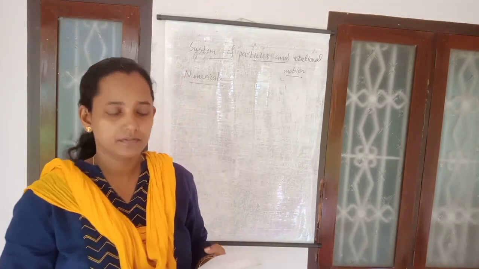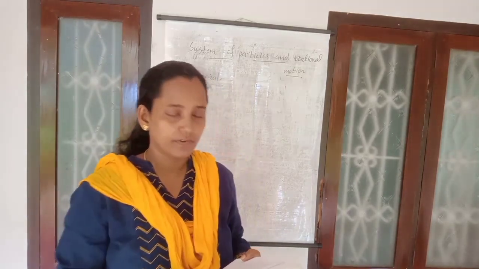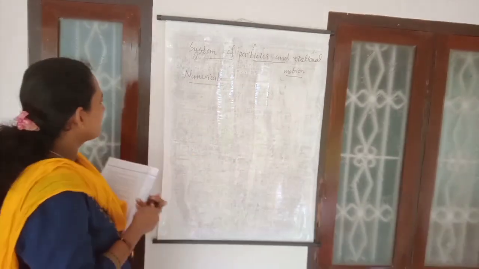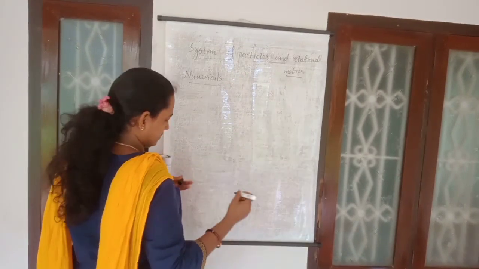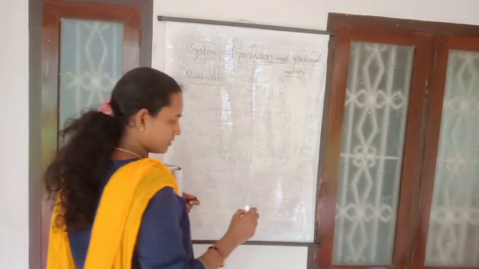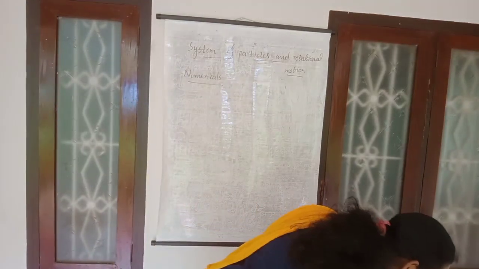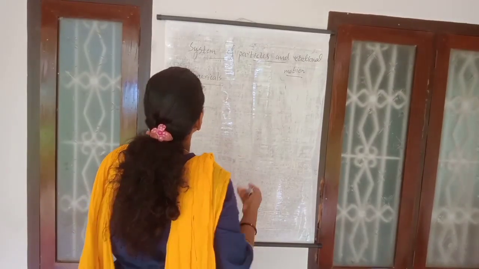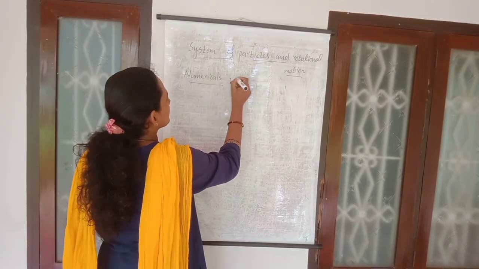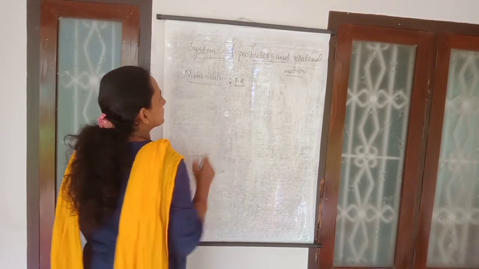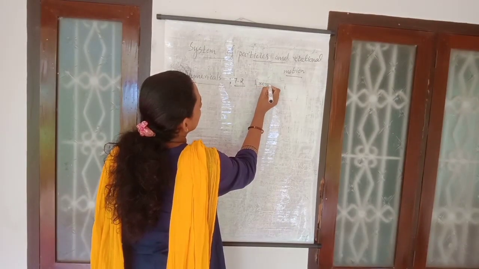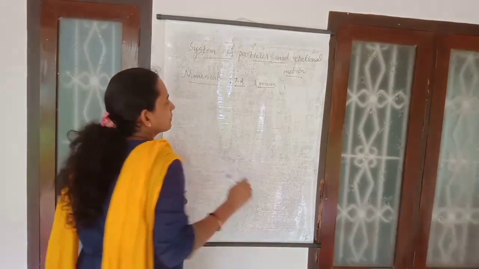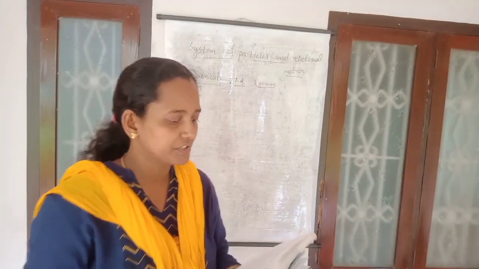Good afternoon, children. So today, first of all, we can discuss two numericals. The first question is question number 7.2 in your textbook, Exercise 1. So, what does that question mean?